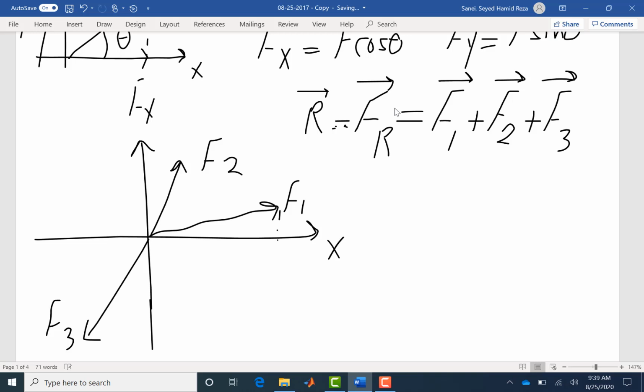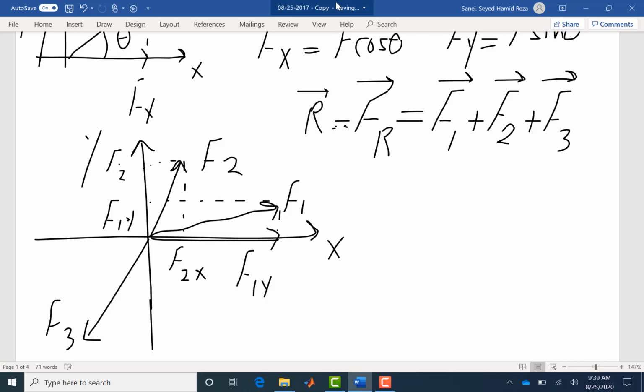F1, the component in the x direction, would be this component here. I call it F1x. Then I want to find the y component as well. That would be F1y. Same thing for F2, we have F2x, and here I have F2y. For F3, the y component you can see is in the negative direction of y, so we need to pay attention when we are adding the components together. That would be F3y, and this would be F3x.